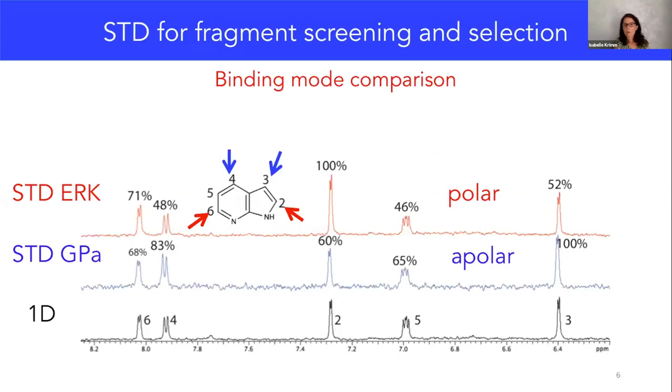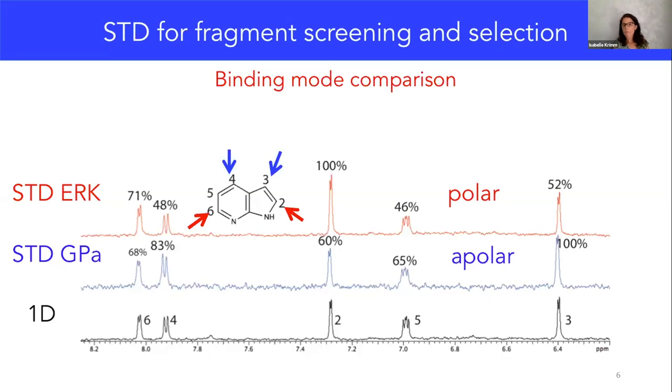And just another example about the use of STD and information about the binding mode without any structural information from X-ray is when you compare, for example, this fragment that is bound to the kinase ERK or to the glycogen phosphorylase GPA. You see that you have different STD intensities for both proteins. But what is interesting is that if you look carefully at the intensities, you will see that the binding is very different for the same compound when it is bound to ERK or GPA.